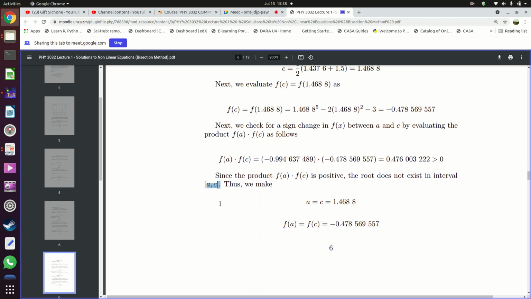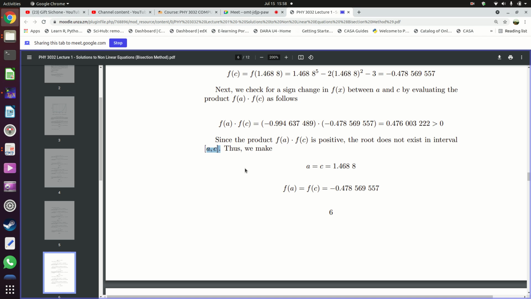If there is no solution between a and c, then you can make your midpoint c become the new a, because between a and c there's nothing there. So our a becomes 1.4688, and the value of the function at c, f of c, which is minus 0.478569557, becomes our f of a. Are we clear?